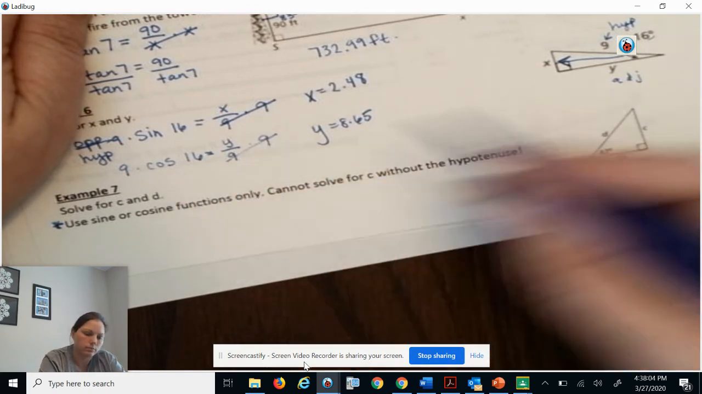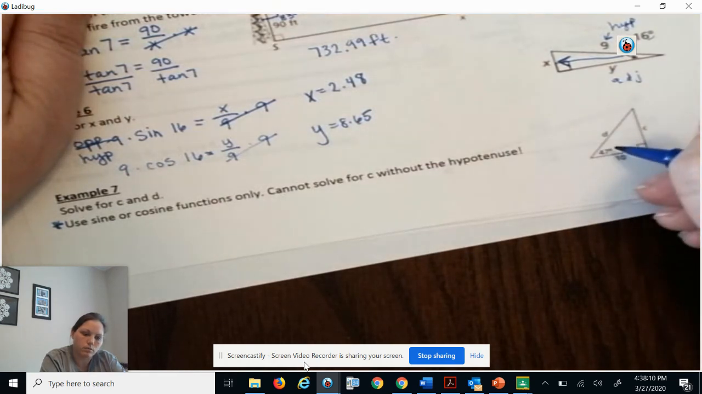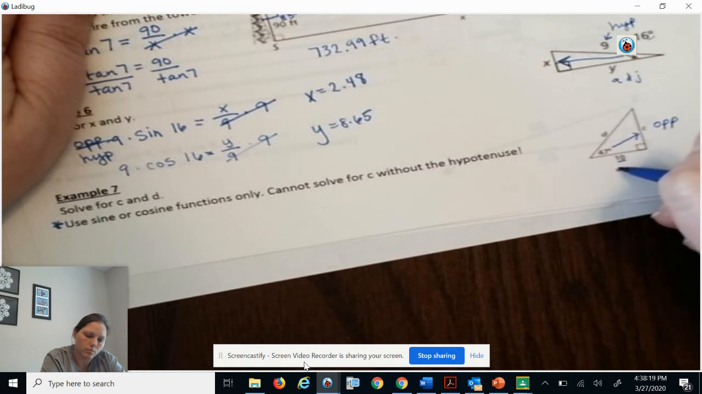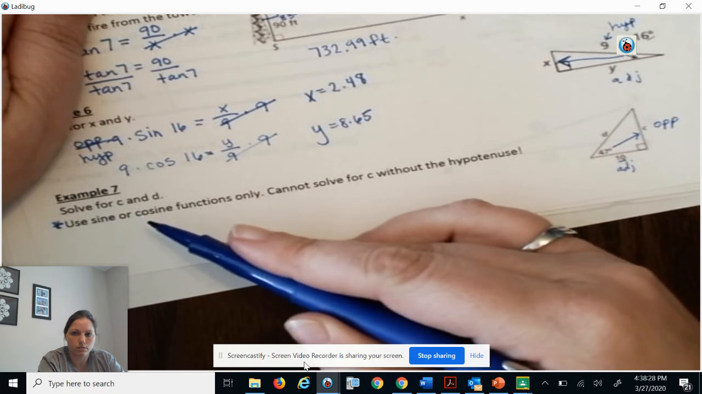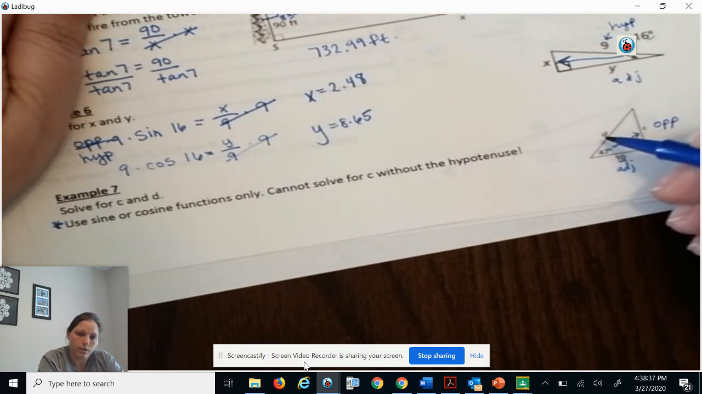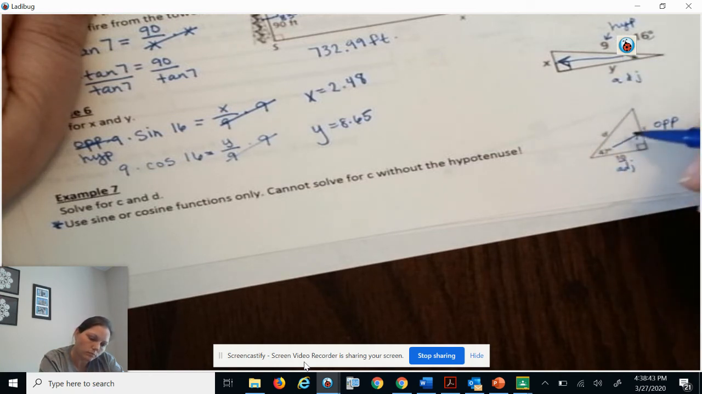So let's find C. C, here's our given angle, right? So from our given angle, C is the opposite. And then our other known value is 10, but 10 is the adjacent. But it says use sine and cosine only. Opposite and adjacent, that's tangent, so I can't use it. Okay, so that means I need to know D. So we have to start with D. So we have 47 as our angle. Our known value is 10.